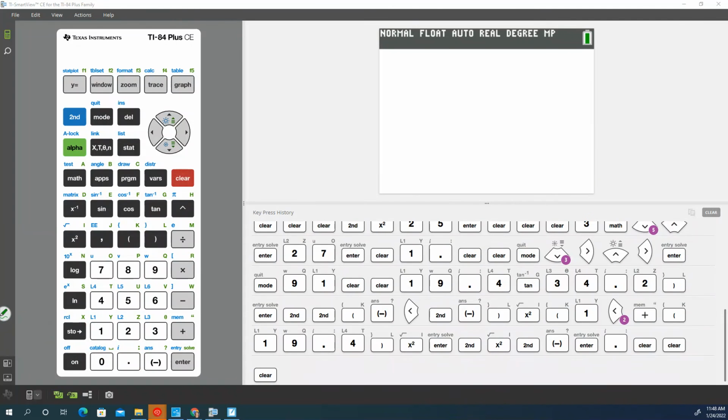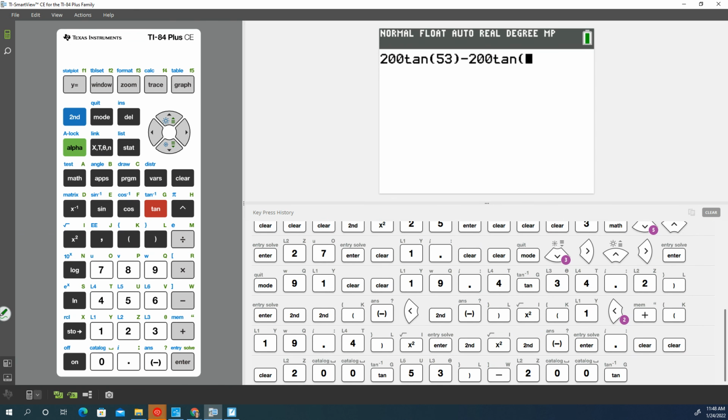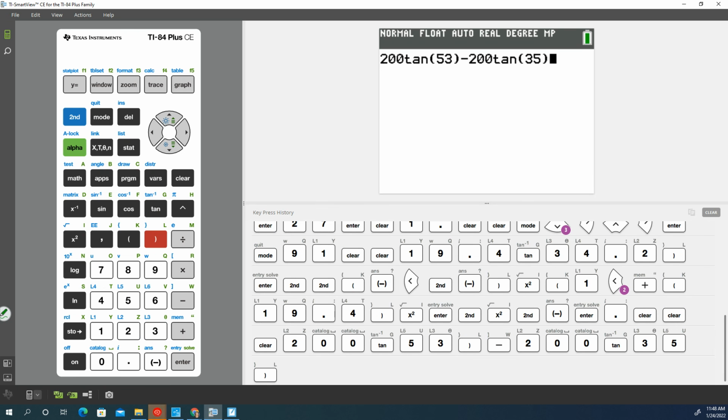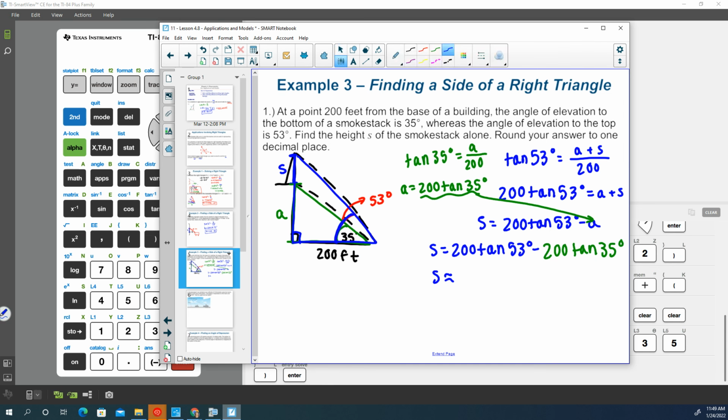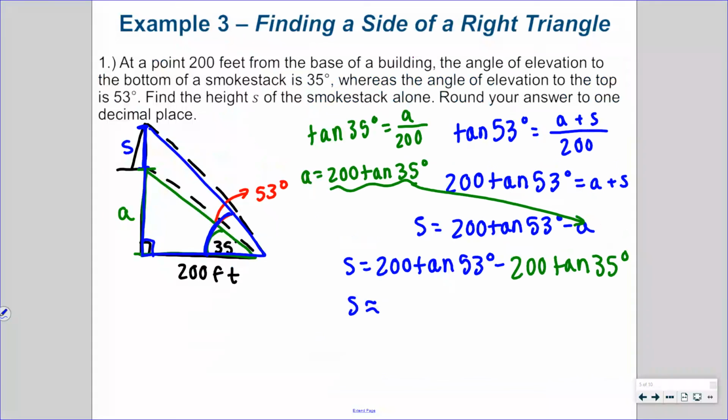Okay, let's try it. Tangent of 53 degrees. Make sure you close that. Minus 200 times the tangent of the 35. Still in degree mode, so we're all good. Looks like we are measuring distance in feet, since that's what my distance from the building is. So 125.3674 feet.